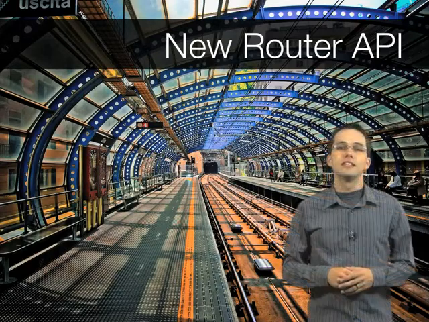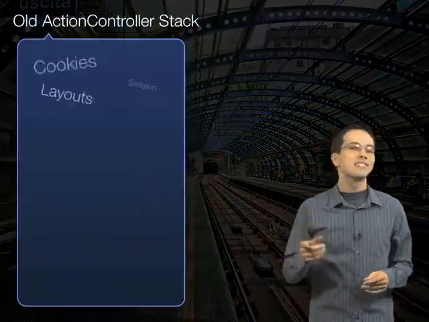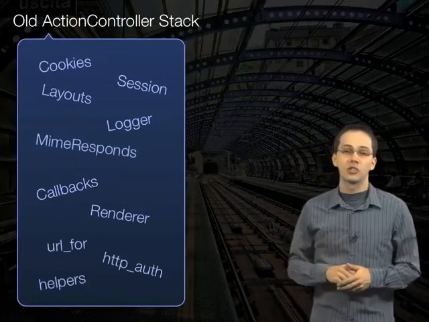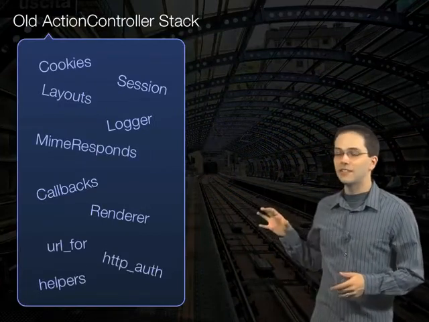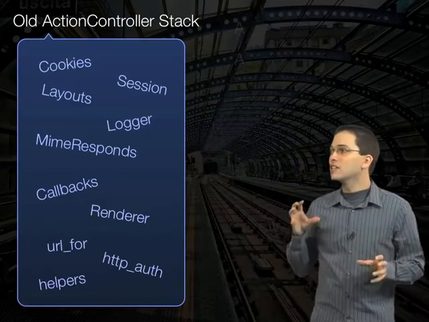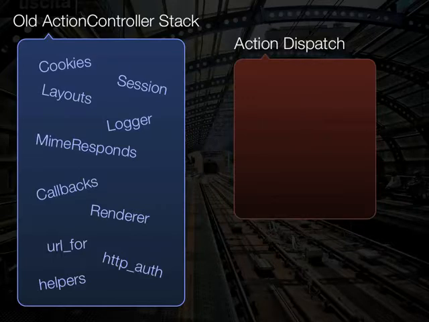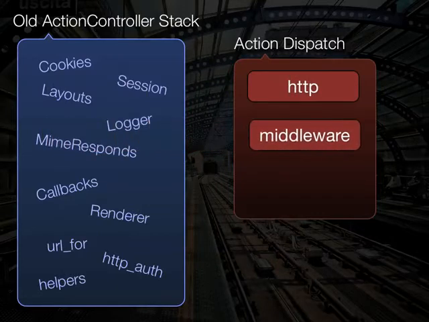Now it's time to talk about the new router API inside Rails 3. But first of all, let's take a look back at the old Action Controller stack. There's a lot of stuff in there. And in Rails 3, this has been refactored in several different ways, starting with the creation of the Action Dispatch component. The Action Dispatch component takes care of any libraries having to do with HTTP dispatching, Rails middleware, or Rails routing.